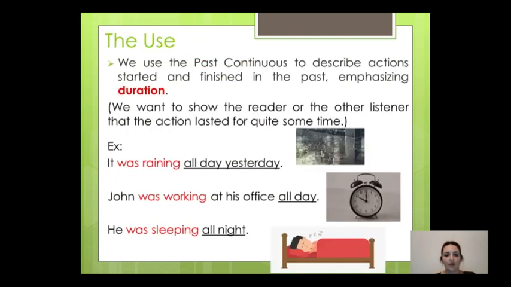Okay, now we're going to talk about the use of this tense. When do we use it? We use the past continuous to describe actions started and finished in the past, emphasizing duration. So we want to show the reader or the other listener that the action lasted for quite some time.